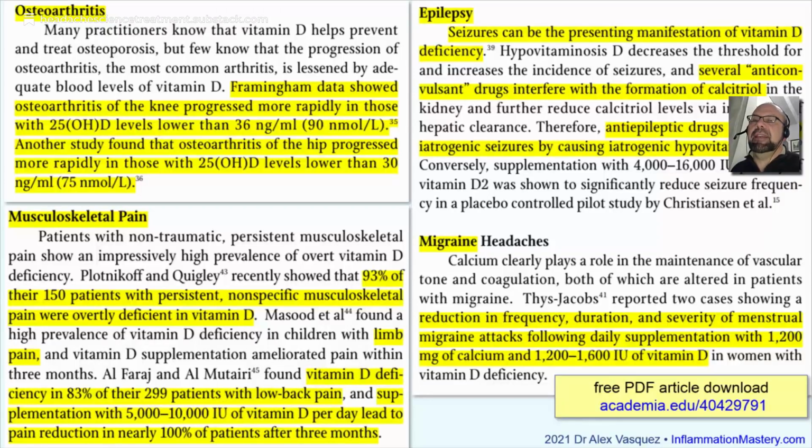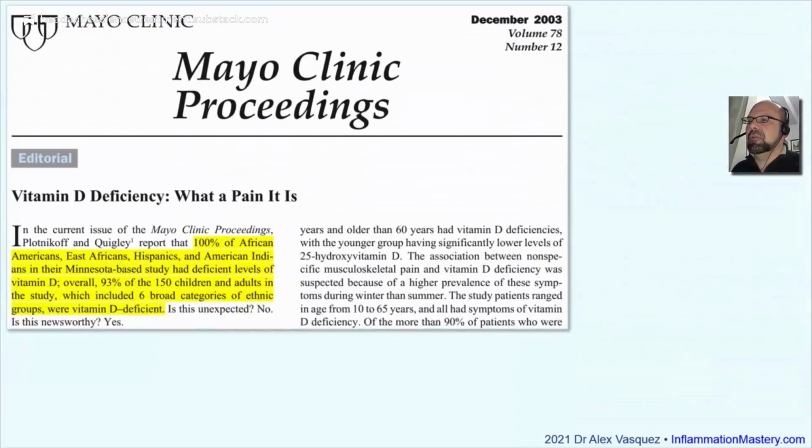So for example, am I stating that vitamin D cures migraine headaches? No, I'm saying that vitamin D deficiency makes migraine headaches worse through the mechanisms that I've already defined. And when we're working with a patient who has migraine headaches, we should certainly test them for and treat them for vitamin D deficiency. Now let's look at some details from a journal that I'm sure most of you will respect called Mayo Clinic Proceedings. This was published in 2003.